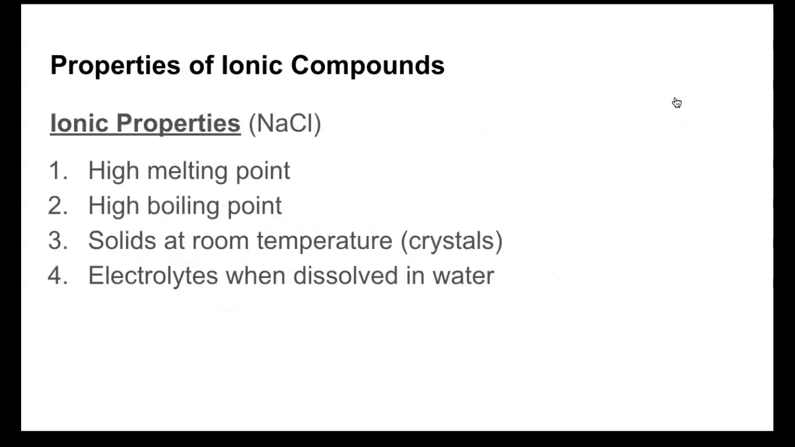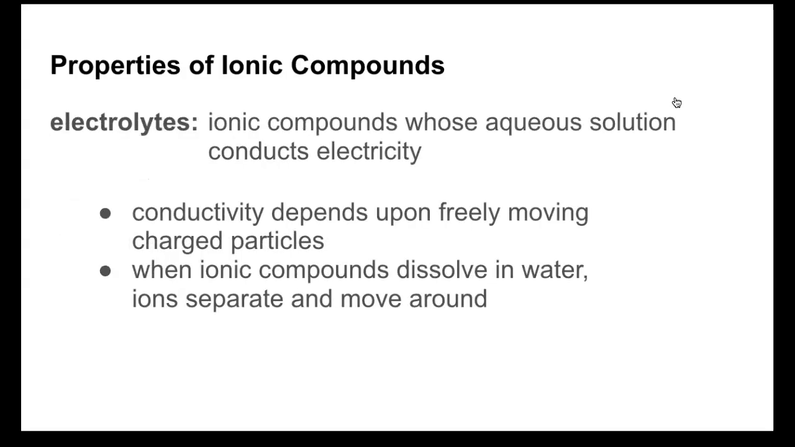Yesterday we were talking about properties of ionic compounds, and we found out that they have high melting points, high boiling points. They're solids at room temperature, and they're also electrolytes when dissolved in water. And if you don't remember what that is, electrolytes, that means that the charged particles in the ionic compound separate when dissolved in water, and then that will allow water to conduct electricity.